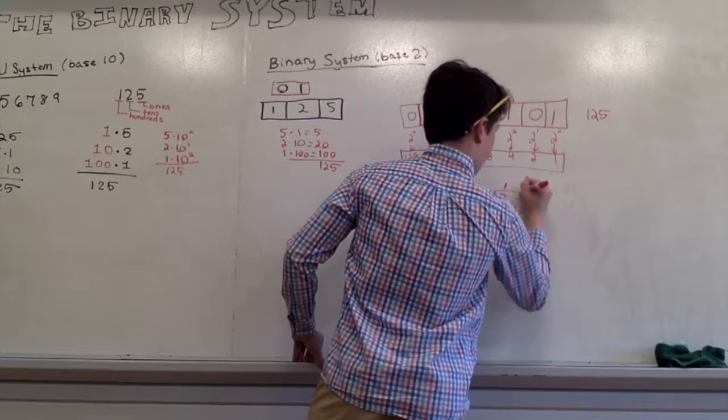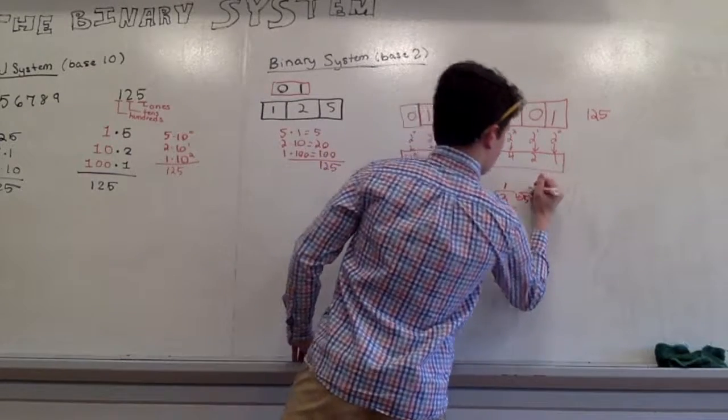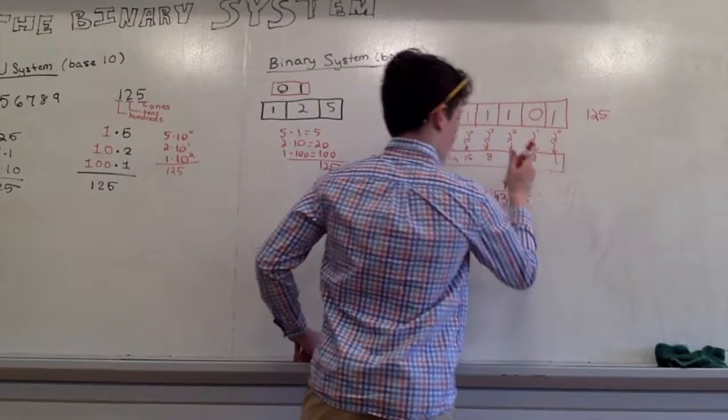Divided by 4, which is 2 squared, is our next number. Goes in once. 1 times 4.